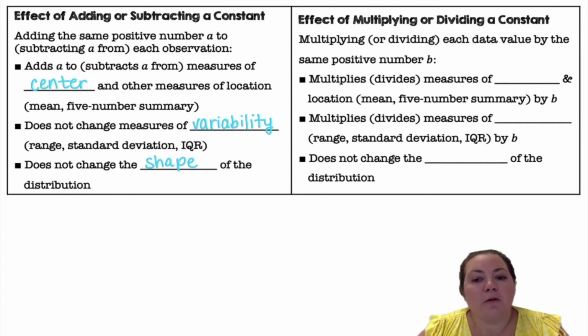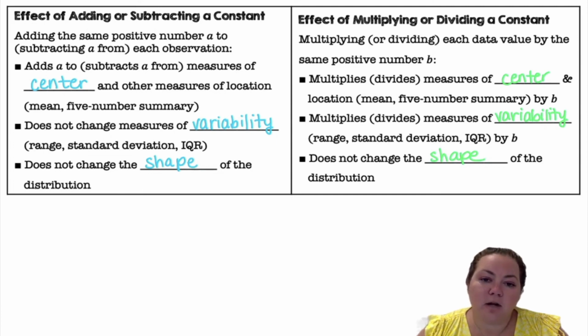The effects of multiplying or dividing a constant. If I multiply or divide each data value by the same positive number, let's call it B, it's going to multiply or divide measures of center and location. So the mean and the 5-number summary values are all going to be multiplied by that constant. It is going to multiply or divide measures of variability, range, standard deviation, IQR, by that constant. And it does not change the shape.